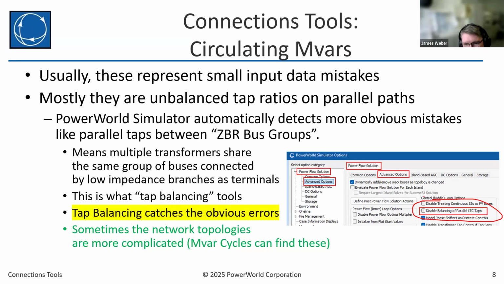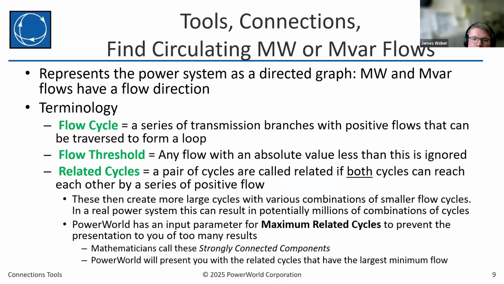So those things you don't really need this tool for because it's kind of obvious. They're directly in parallel with each other. This tool is going to be looking for more complicated situations than that. So in order to find those, we are going to represent the power system as a directed graph, and we're going to be looking for something that we call a flow cycle. I shouldn't say we, this is a mathematics term. We're just using their tools.